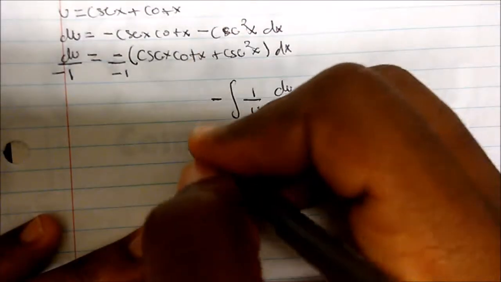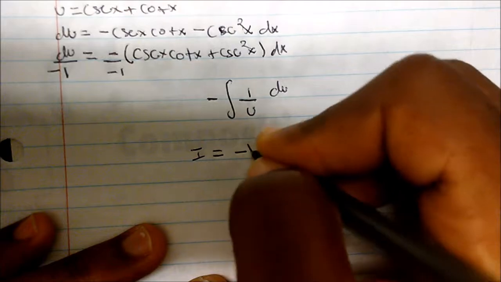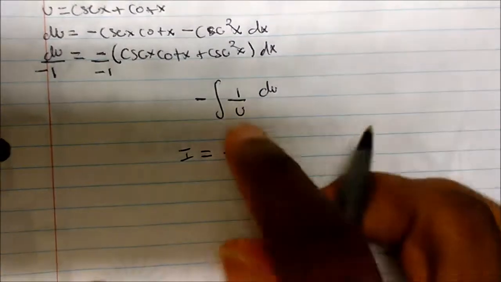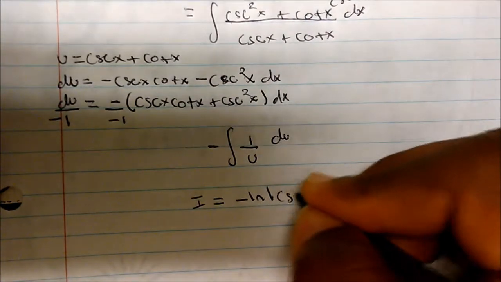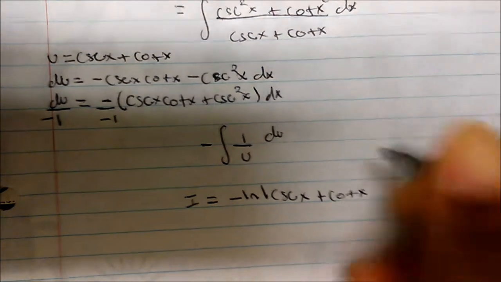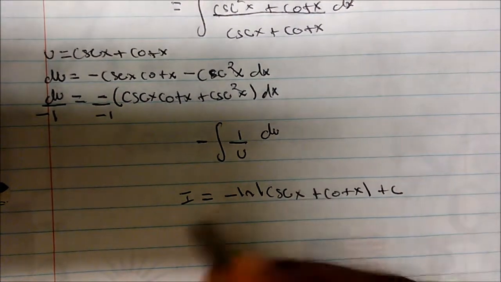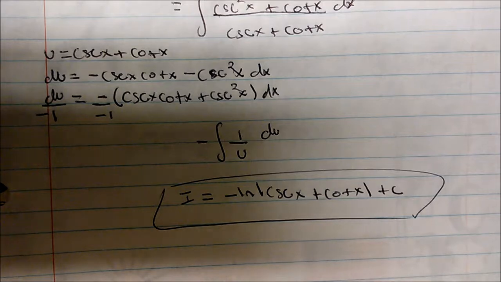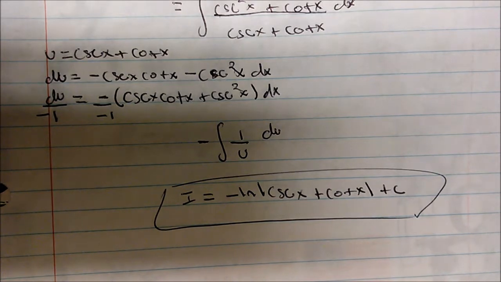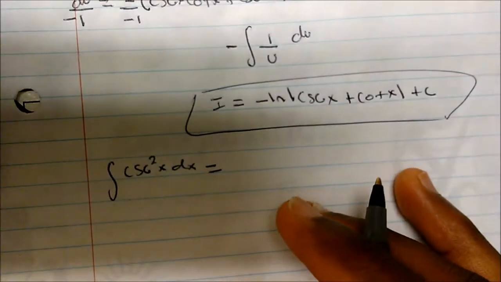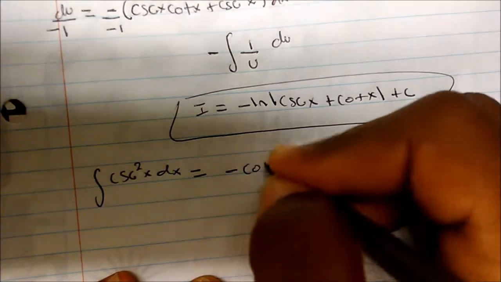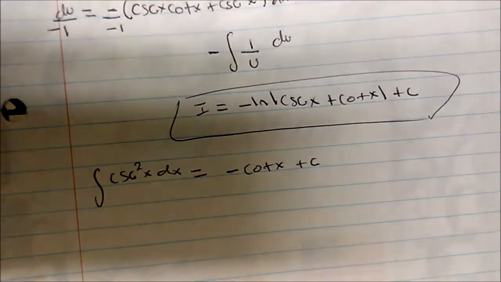Okay, and so when I do my integral, it is going to be given by negative natural log of the absolute value of u. In this case, what was my u? My u was cosecant of x plus cotangent of x. So it becomes negative natural log of the absolute value of cosecant of x plus cotangent of x plus c. So this is my integral for cosecant of x. So what is the integral of cosecant squared of x dx? Well, we already know this. This is just negative cotangent of x plus c.